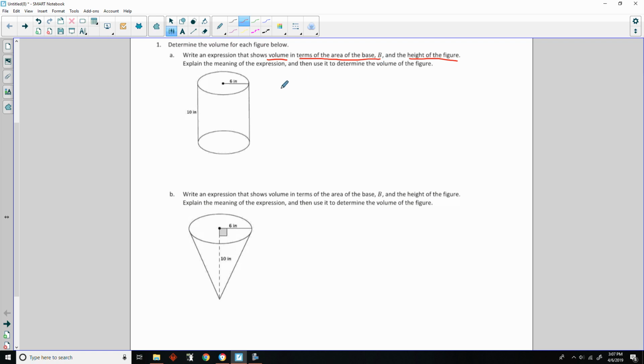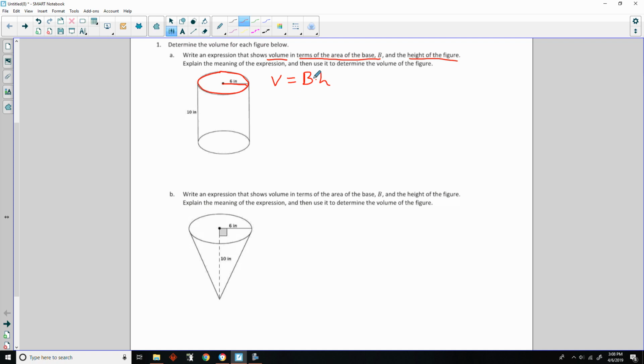So volume equals, and the volume of a cylinder is the base, and the base does not have to be on the floor. If it is a cylinder, the top can also be considered a base. So the base is right here. It is a circle with a radius of 6 inches. So the volume of a cylinder is base area, capital B, times the height.